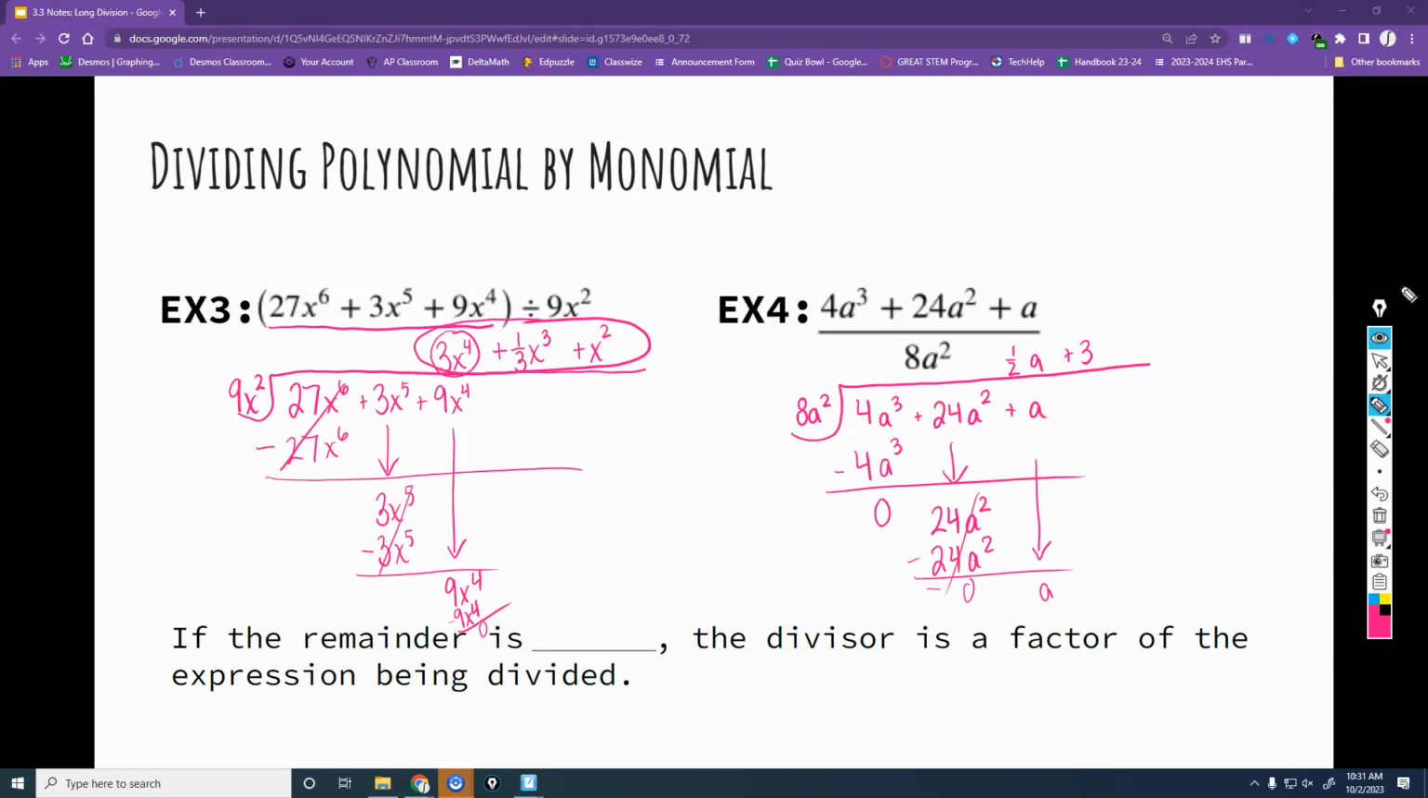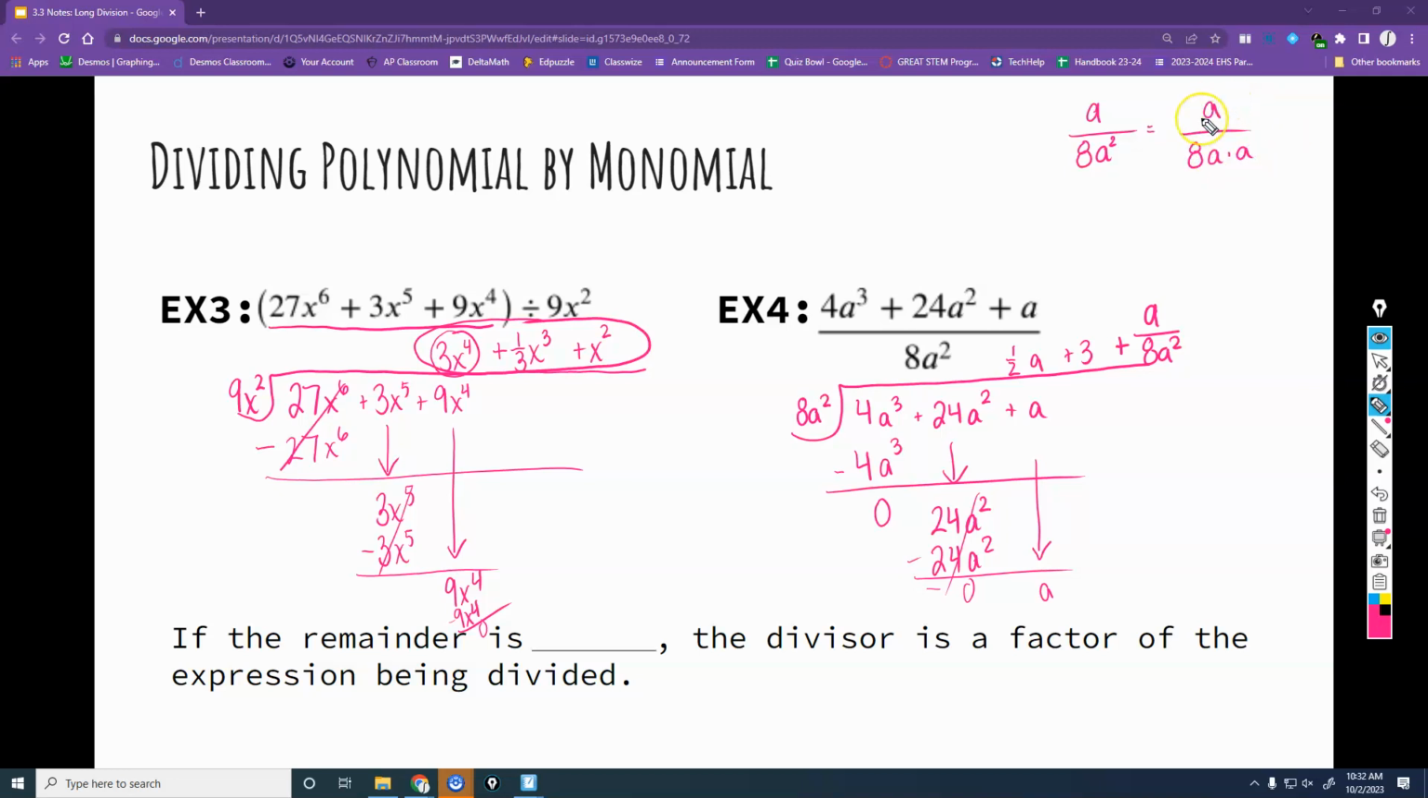Here is what we're going to do with our remainder, okay? If it's a positive remainder, we'll put a plus. If it's a negative remainder, we'd put a minus. Put your remainder divided by whatever it is you're dividing by. Now, in this particular case, a over 8a squared is a over 8. A squared is a times a.